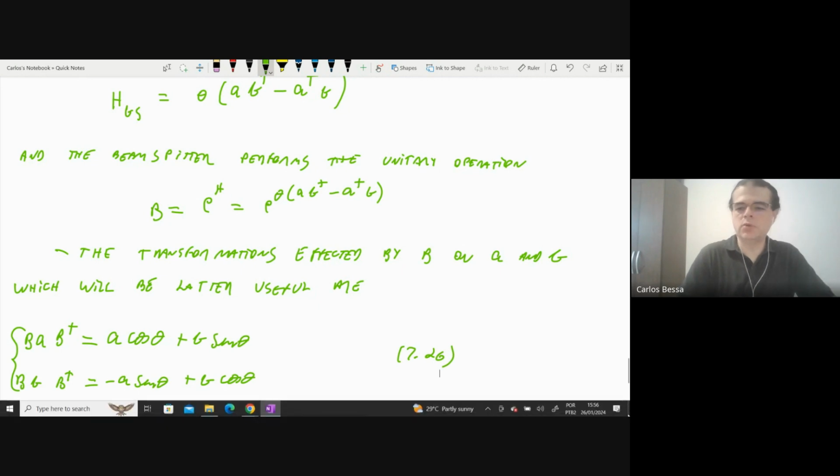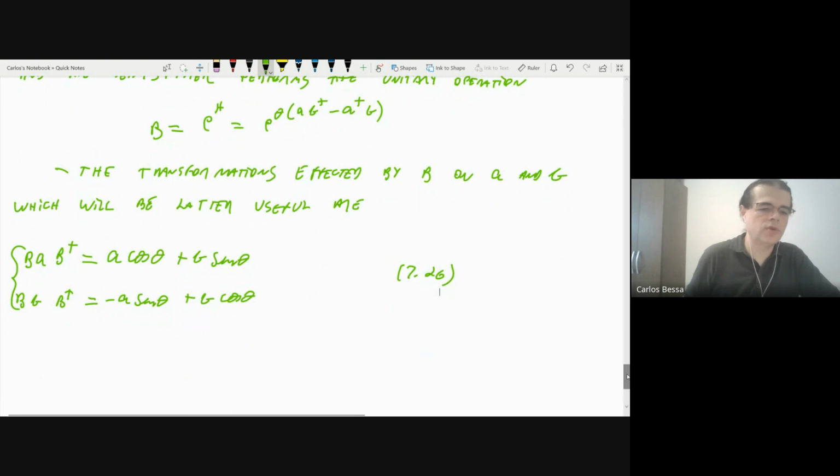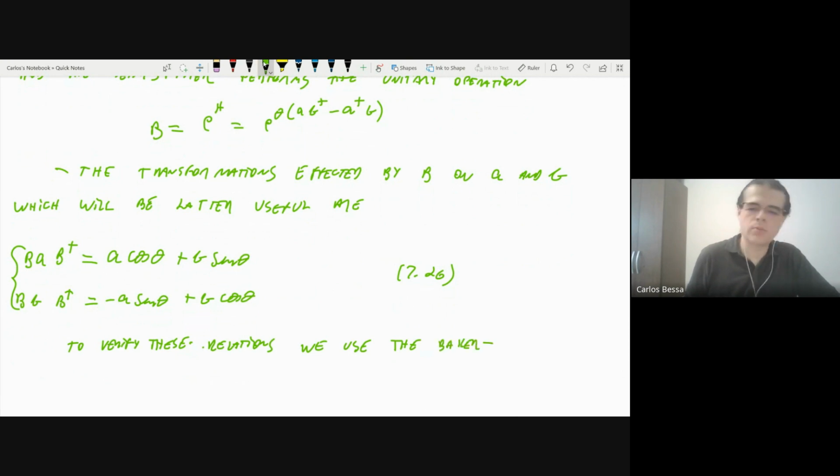So to verify these relations is simple. To verify these relations, we use the Baker-Campbell-Hausdorff formula.